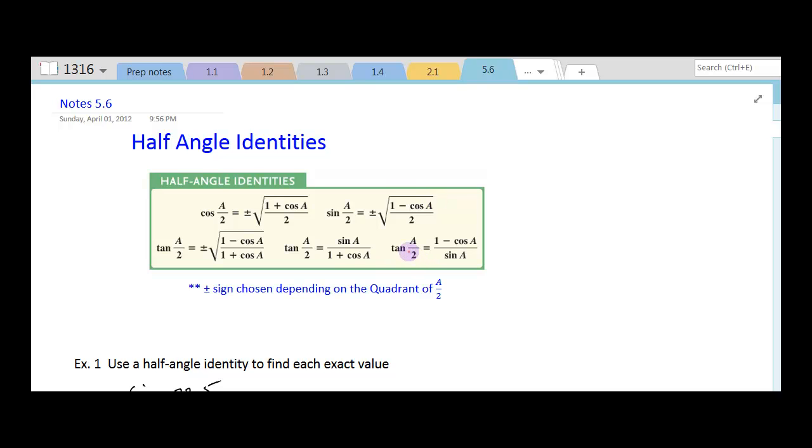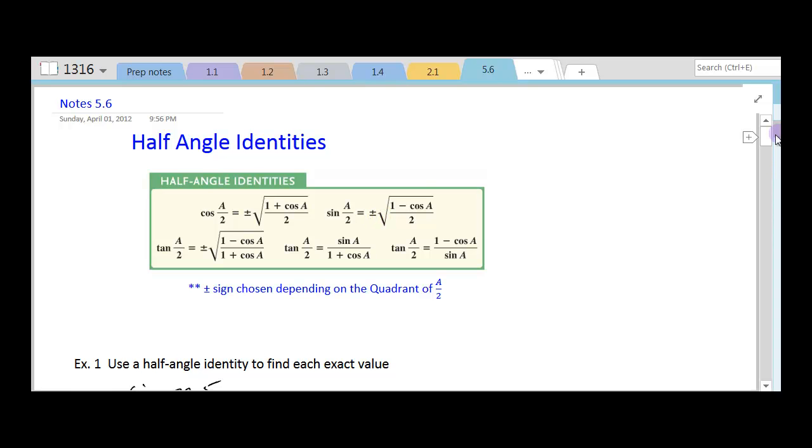so maybe that's a choice you want to choose. Understand that if I do use a formula with the square root symbol, because when I take the square root of a number I get both positive and negative values back, then we choose the sign, which sign do I use, based on what quadrant my half angle falls in. So ultimately the quadrant of my half angle will determine the sign of my function. So let's look at an example where we're going to apply these.